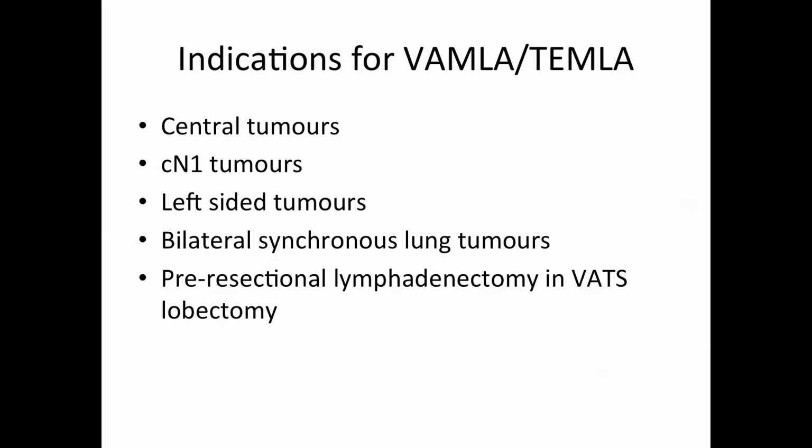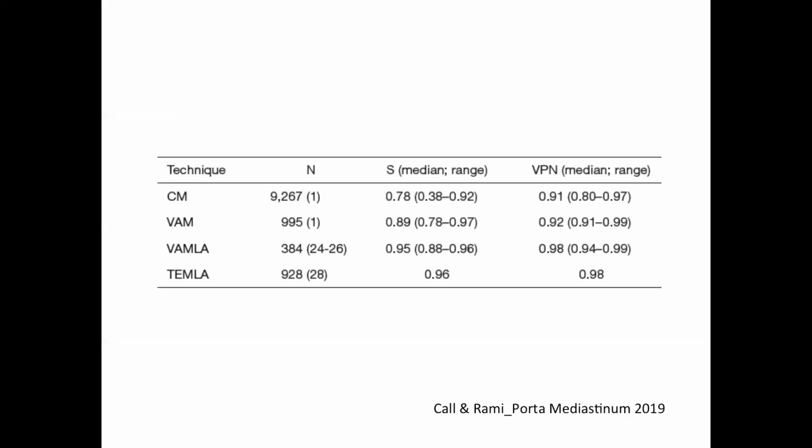And some of the indications for them are maybe pre-resectional lymphadenectomy in VATS lobectomy, or perhaps with bilateral synchronous lung tumors. You may want to check what's going on with the mediastinum to find out, is it synchronous, or is it metastatic disease? And then some of the other ones that we mentioned earlier are the indications for the bigger tumors or the already present N1 disease. Thought to have a slightly better sensitivity.